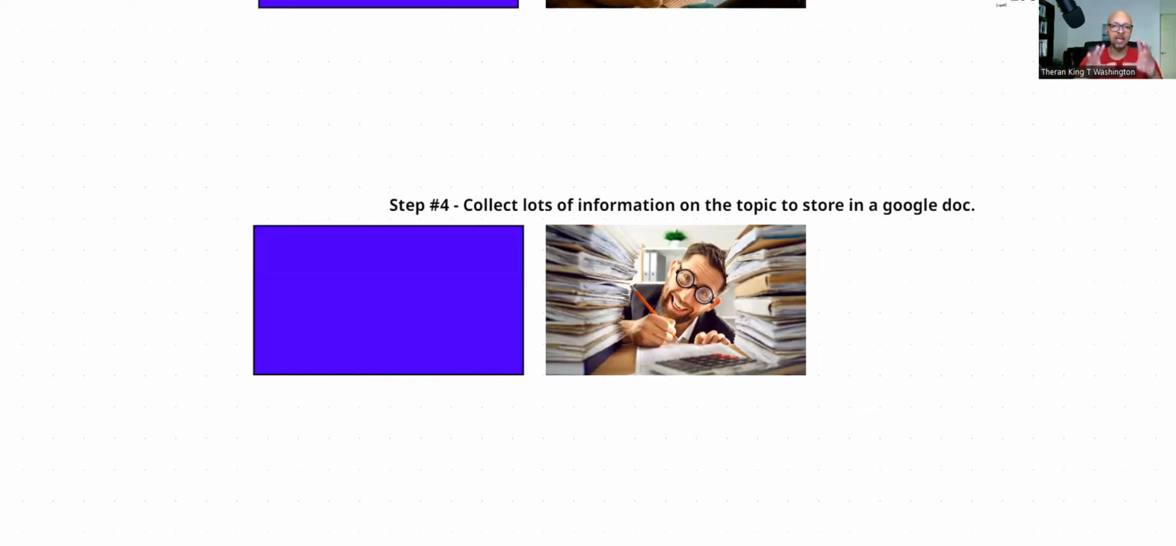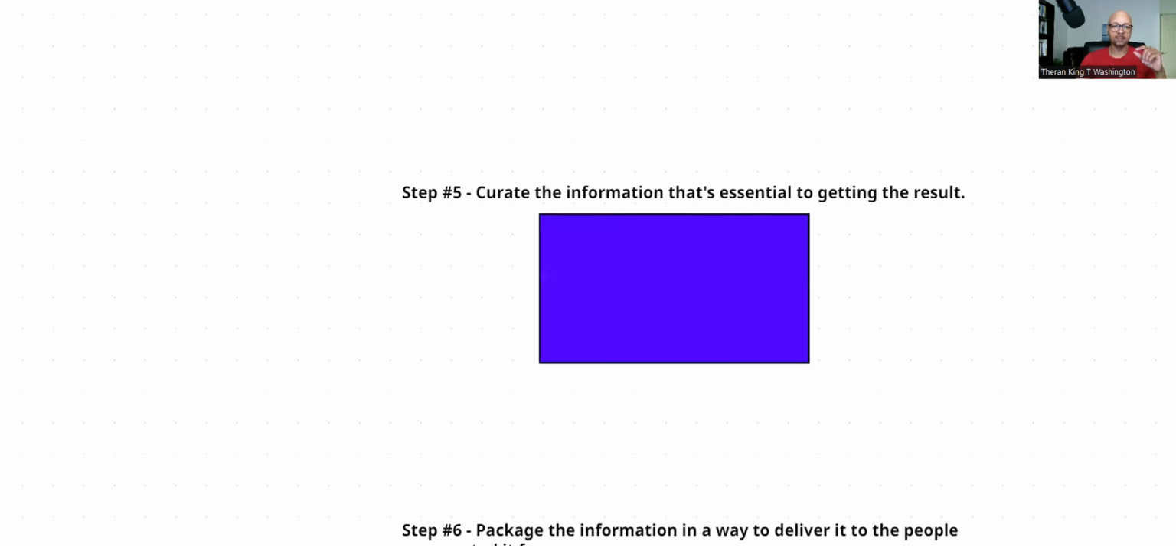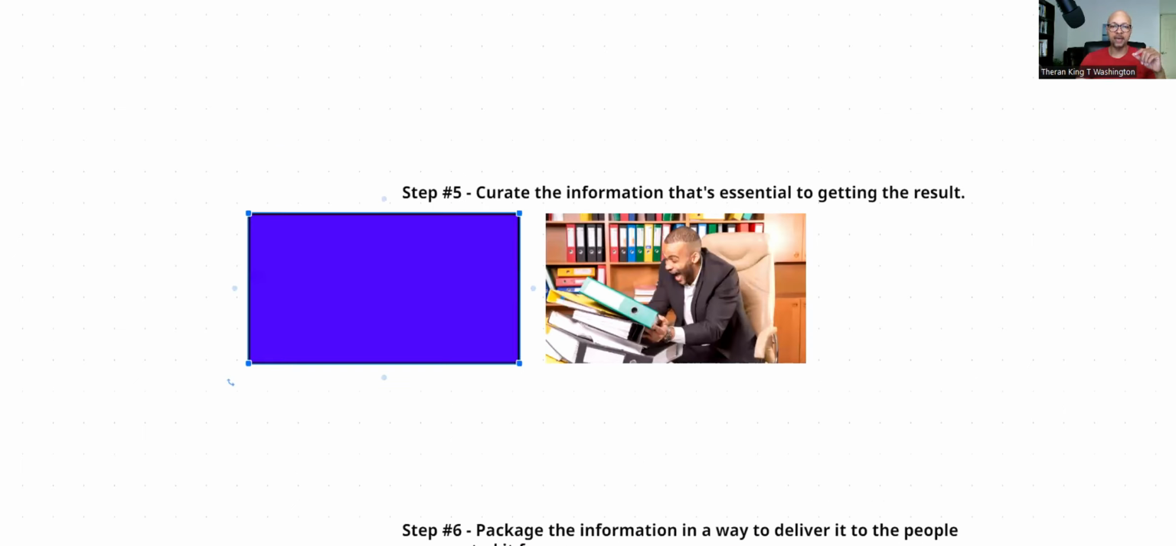I gather it all, put it in a Google Doc, and then I take my time and I go through it. You don't want to rush it. Take your time, go through it, pick out some key points. That takes us to the next step. Step 5, curate the information that's essential to getting the result.